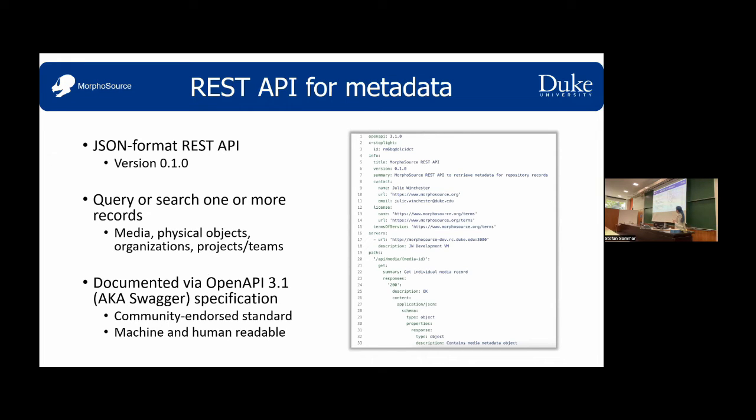So we do have a JSON format. That's JavaScript Object Notation for anyone that isn't familiar with that. JSON is just a format that computers can use to exchange data across a number of different purposes. We are on version 0.1.0 of our API. It's very early days. We used to have a different version on the old site, but we're rolling out a new, better version.